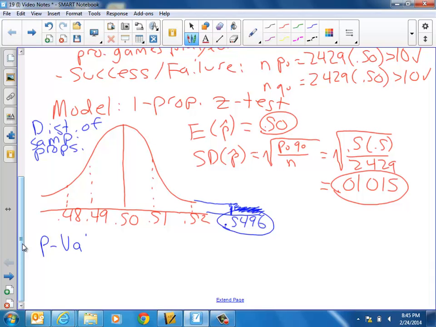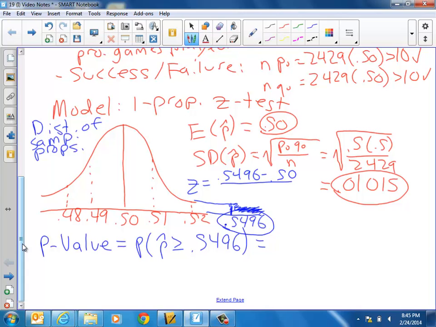The p-value is equal to the probability that p hat could be greater than or equal to 0.5496, which is equal to, didn't leave myself a lot of room for z-scores here. We'll do it right here. The z-score for this 0.5496 would be 0.5496 minus 0.50 all over the standard deviation of 0.01. Remember, I rounded. I ignored those last 3 digits. That z-score is pretty high, of 4.89.